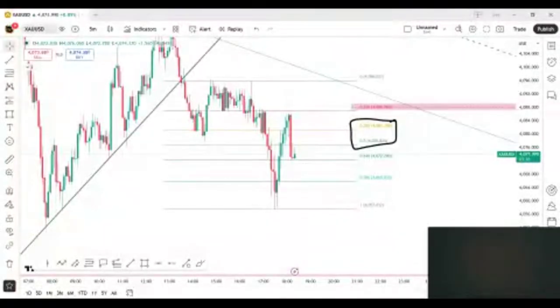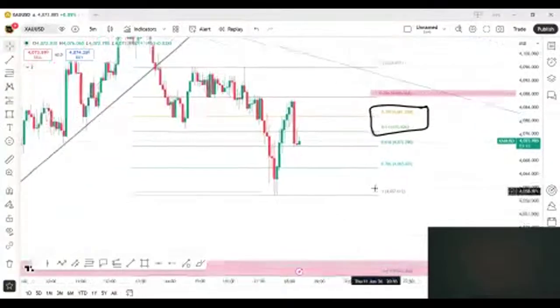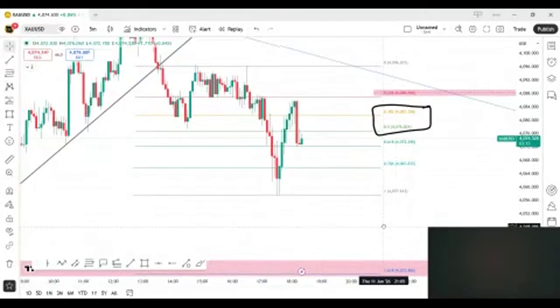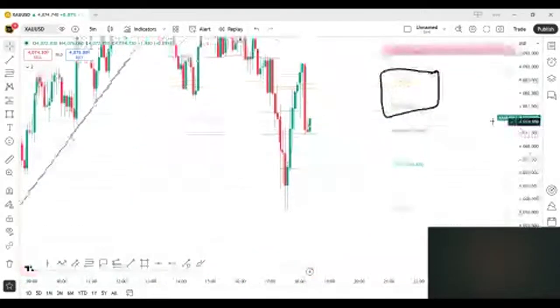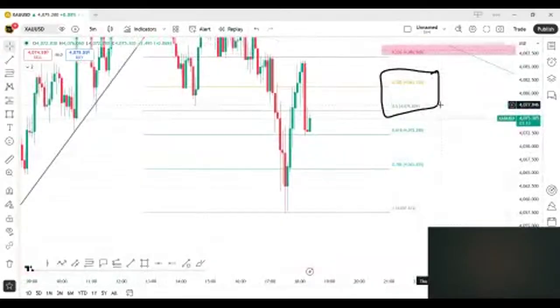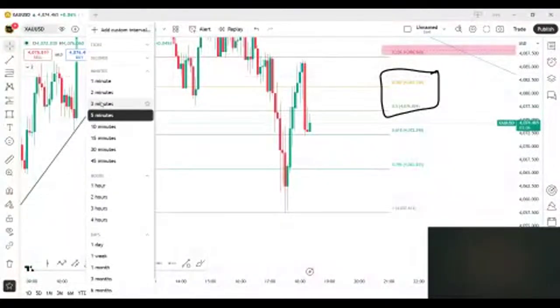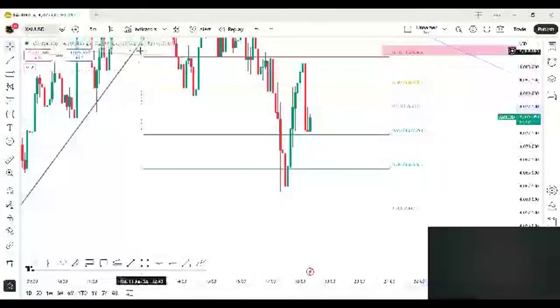Now you guys can see that I'm just trying to make things simpler. Our first target will obviously be 4057. Then our second target will be 4035. So right now we are at 4075. We need to wait a little bit at this area. We need to see how the market reacts to these types of areas. Then after that we look for the positions.